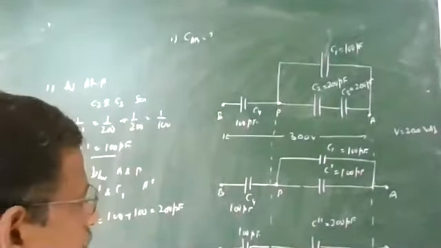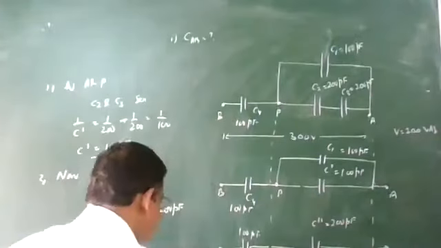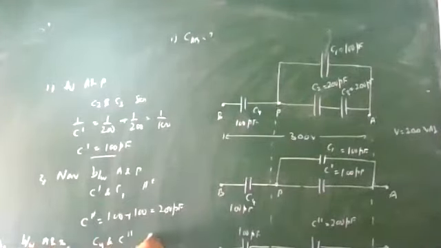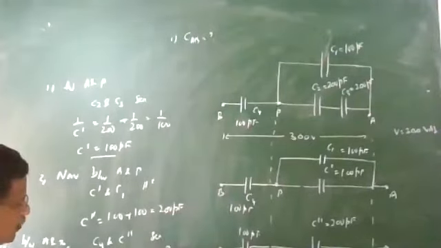Now, what is the equivalent capacitance between A and B? Last point. Between A and B, C4 and C double dash are in series. 1 upon CAB equals 1 upon 100 plus 1 upon 200, that is 3 divided by 200. So CAB equals 200 by 3 microfarad.